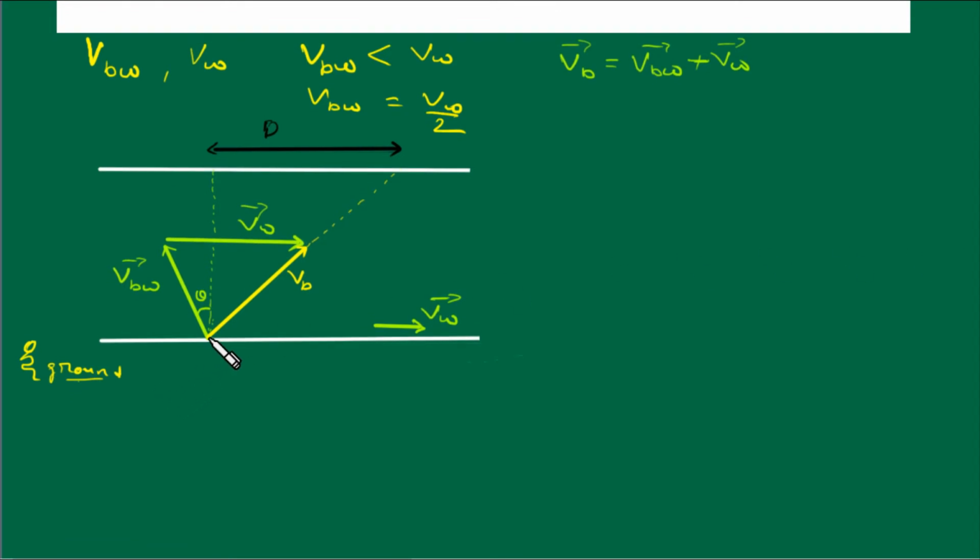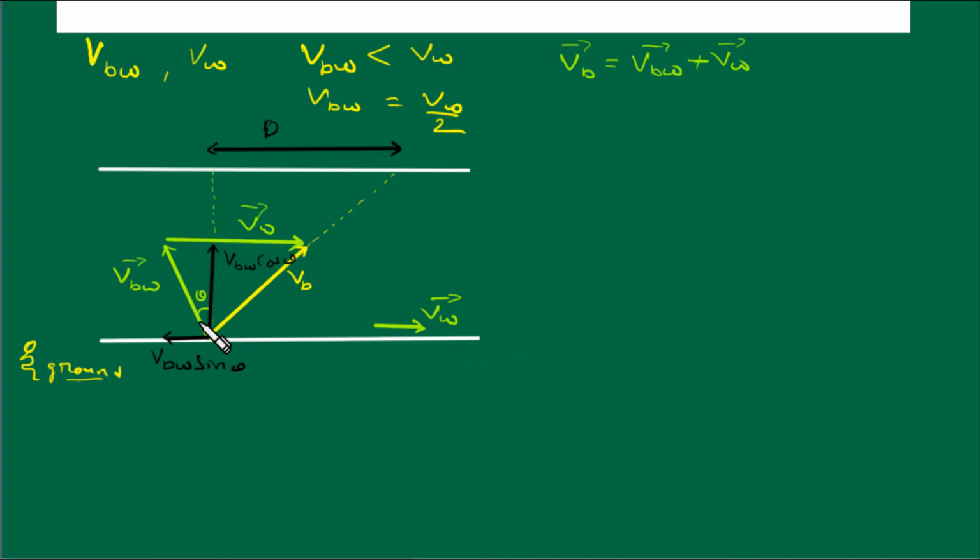First, I will resolve it. This is VBW, so let's resolve VBW first. I think the component of VBW in this direction will be VBW sin theta, and in this direction it will be VBW cos theta, right? And this VW vector can come here.